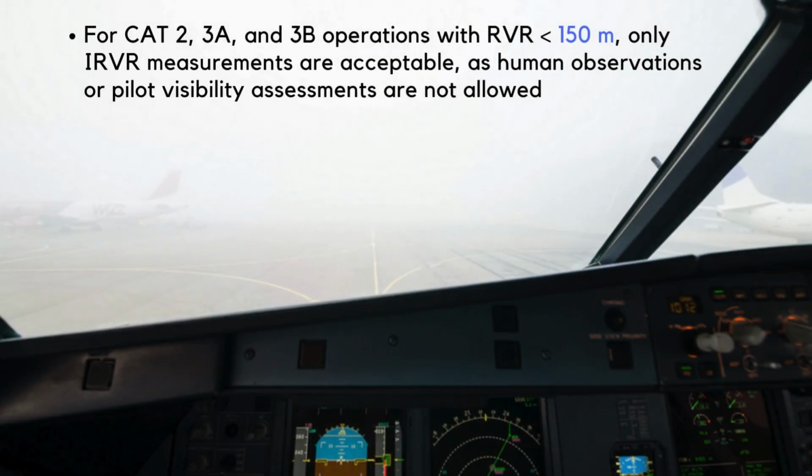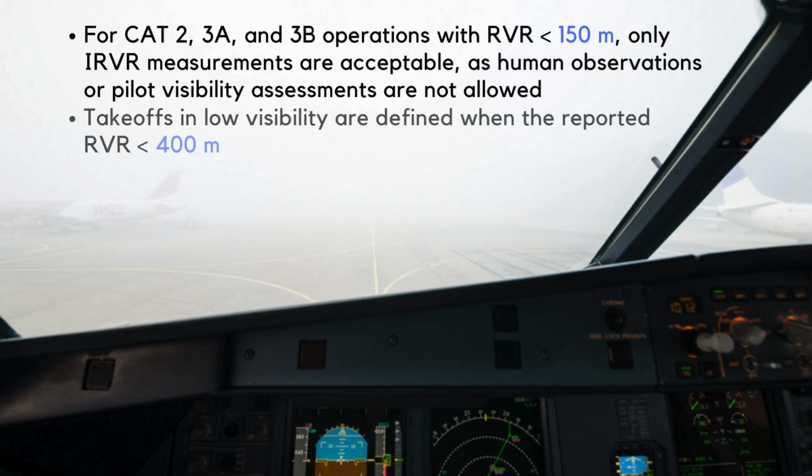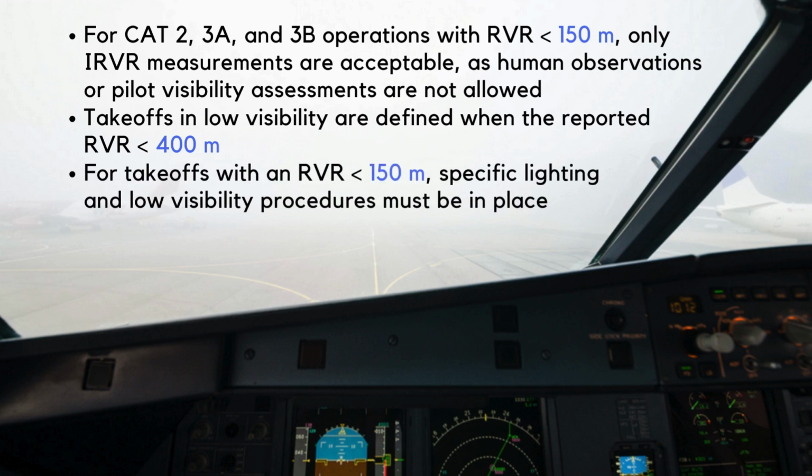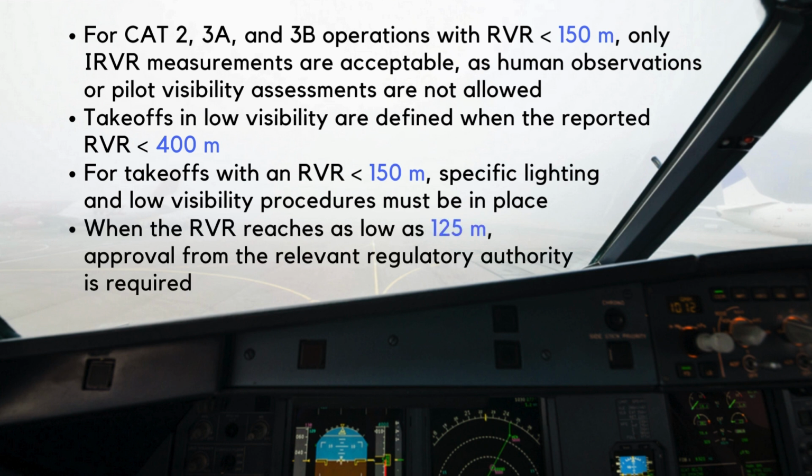For Category 2, 3A, and 3B operations with RVR under 150 meters, only IRVR measurements are acceptable, as human observations or pilot visibility assessments are not allowed. Takeoffs in low visibility are defined when the reported RVR is less than 400 meters. For takeoffs with an RVR below 150 meters, specific lighting and low visibility procedures must be in place. When the RVR reaches as low as 125 meters, approval from the relevant regulatory authority is required.